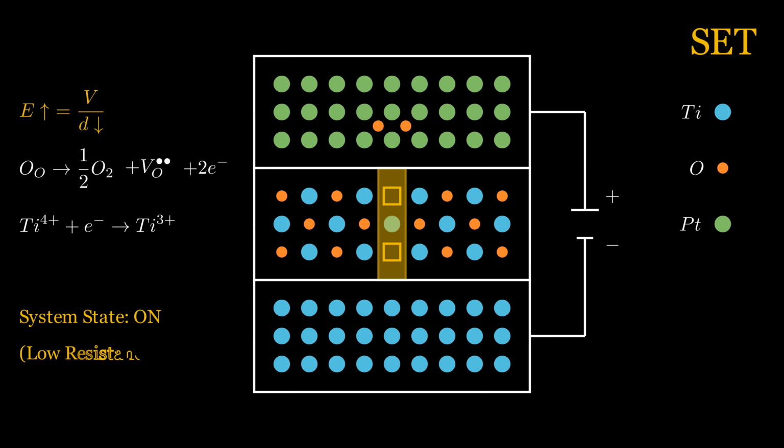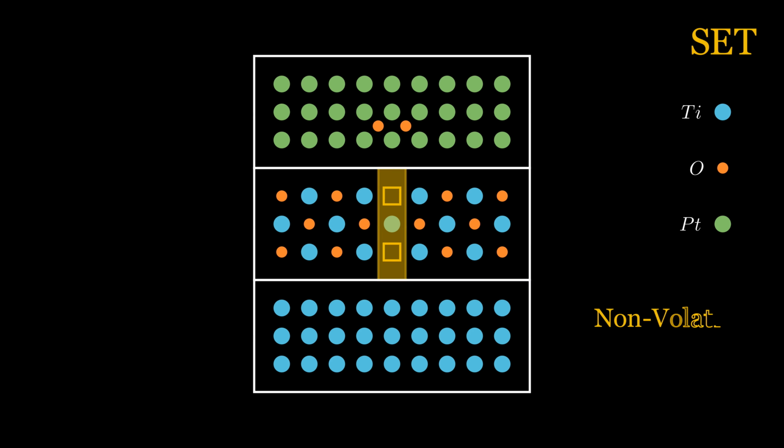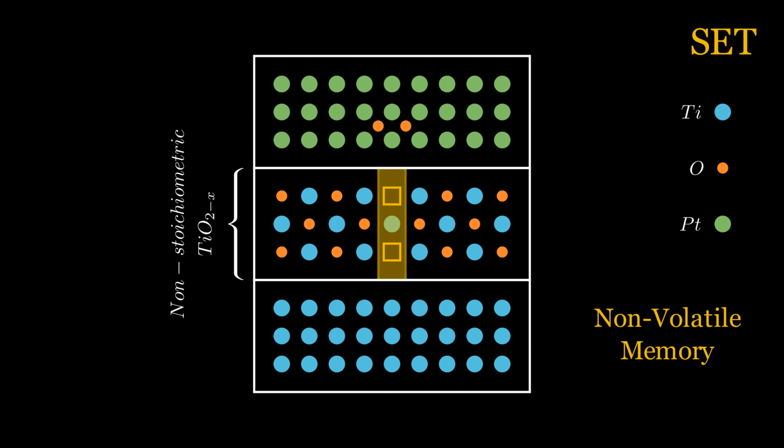The current state of the device is called the low resistance state, which can be considered as binary 1, or we can say the device is on. Even if the power supply is withdrawn, the state of the device persists. That means this device memory is non-volatile. During this on state, the structure of the switching layer stays non-stoichiometric.